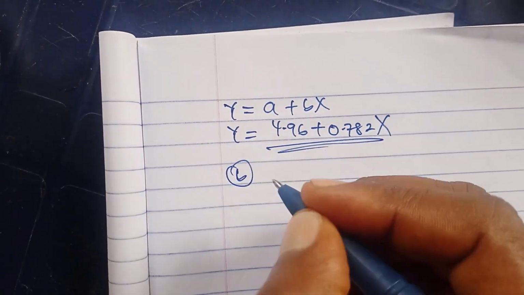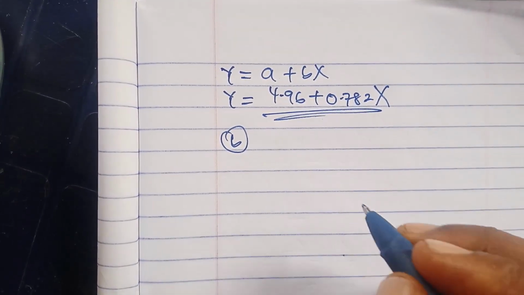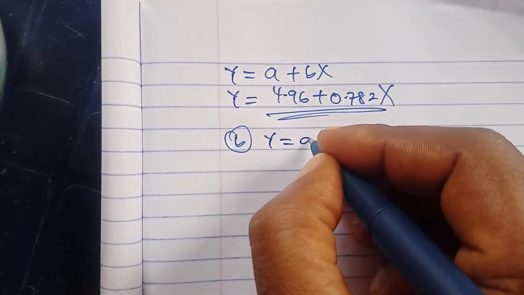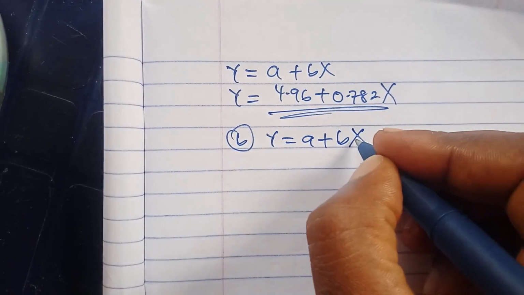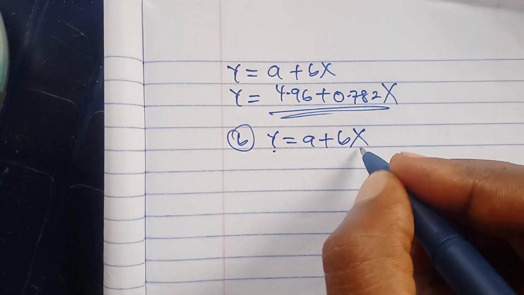The B part said we should find or predict the distance if the consumption is 9. So they're actually asking us to find the value of y when x is 9. We're looking for y when x is 9.